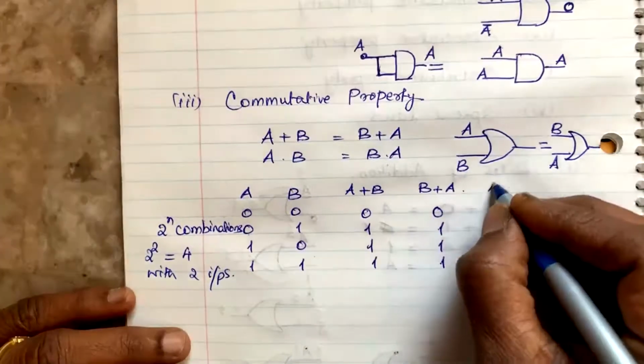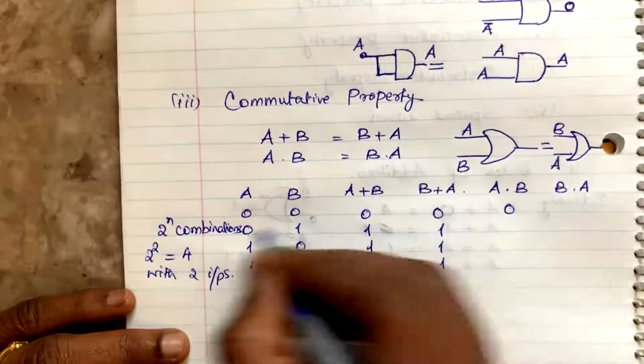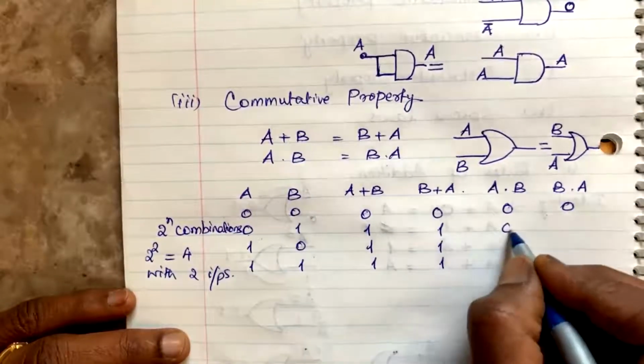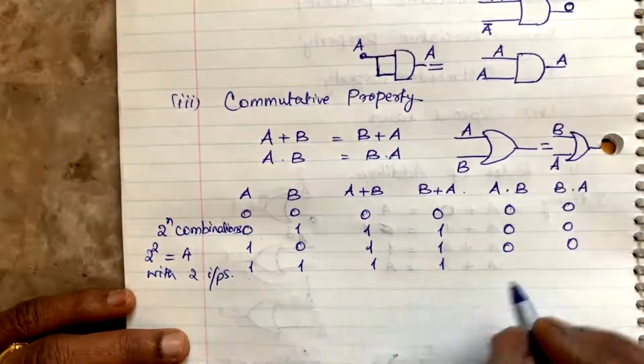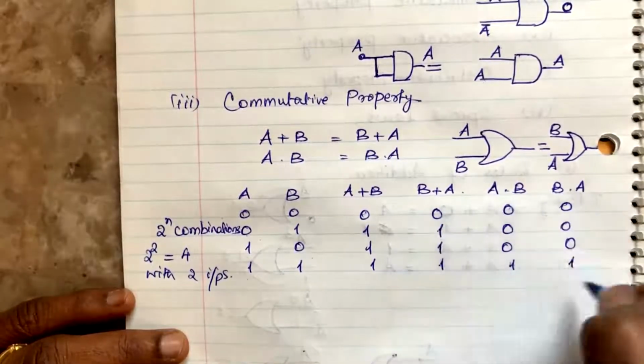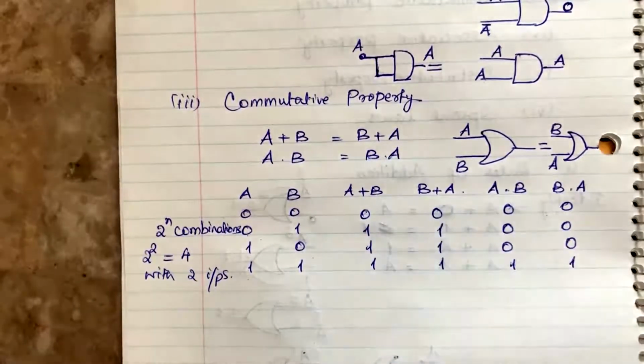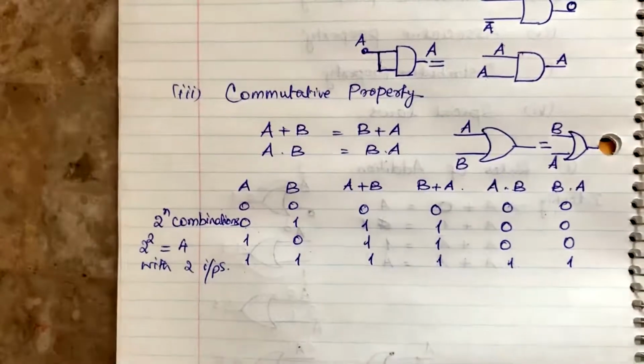You can prove the same here, A dot B and B dot A. A dot B is 0 and B dot A is also 0. 0 here, 0 here, so 0, 0, 0, 0. Only here you have 1, 1, 1. So A dot B and B dot A have the same outputs in the truth table, so we have proved it. Similarly, A plus B and B plus A have the same values in the truth table. So we prove that the commutative property holds good in Boolean algebra. Hope no questions.